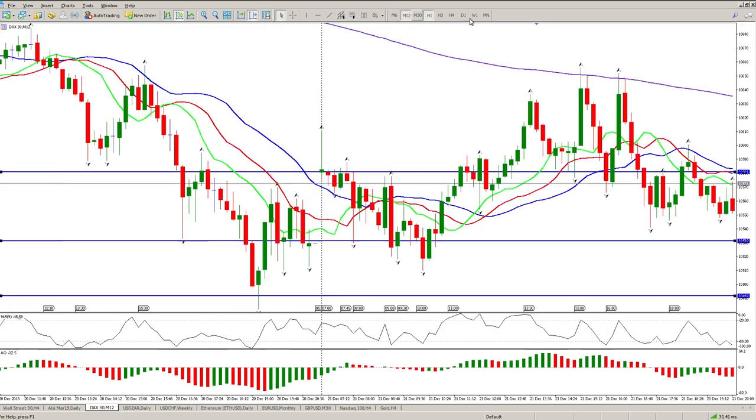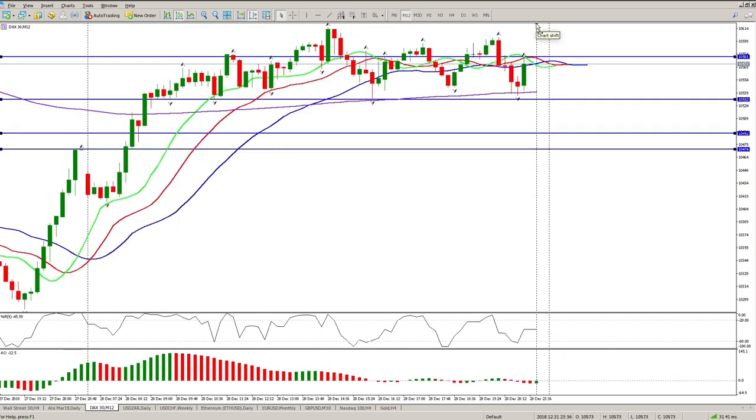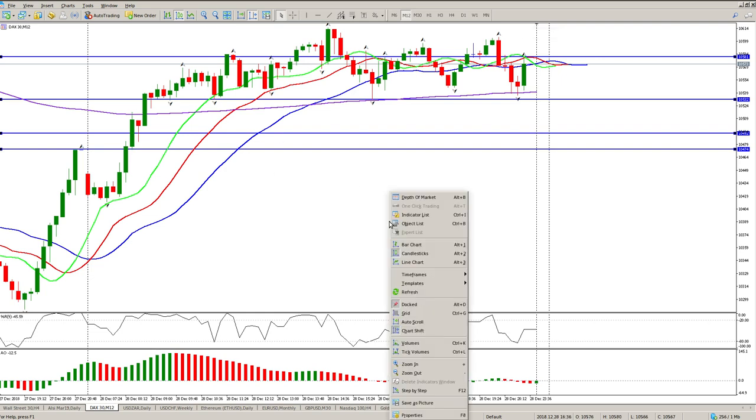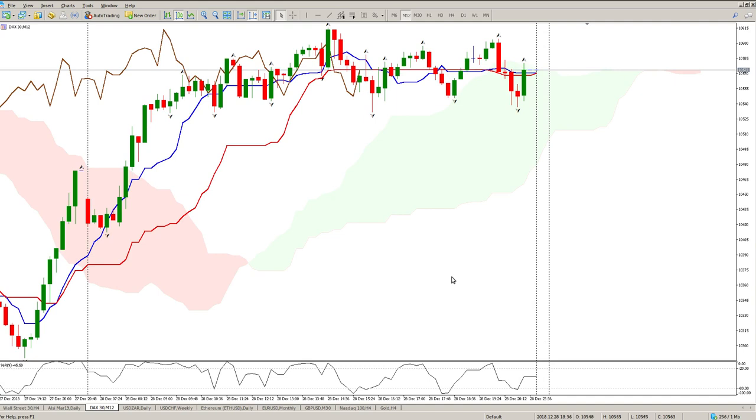So yeah, on the daily and the 4 hour, the trend is down. On the hour, it looks like it's changed over. So there's a lot going on at the moment. Before we close off, let's just have a quick look at the ichimoku. It may give us a bit more information.